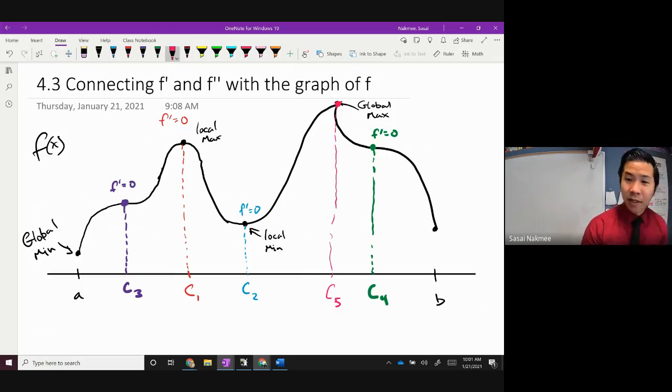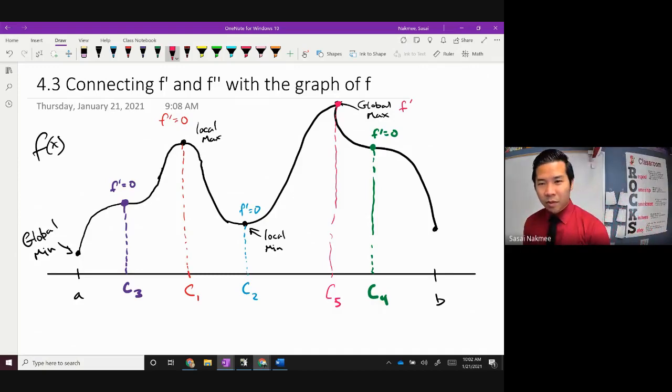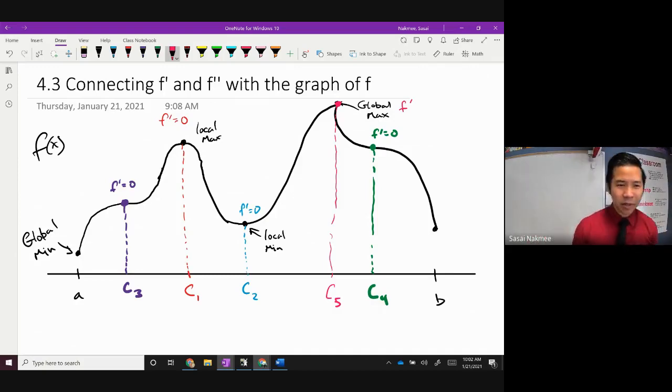But that one, the derivative is not equal to 0. Can you tell me what's the derivative at that point? Do you remember? Critical points not only happen when the derivative is equal to 0, but also where the derivative is undefined. That's right, it's undefined. F prime there is undefined.